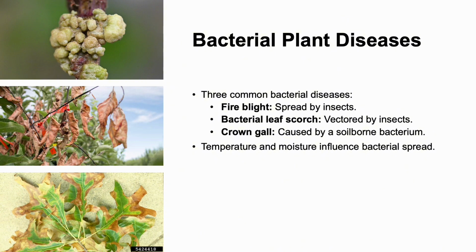Bacterial diseases present unique challenges for tree management. Common examples include fire blight, which is spread by insects, bacterial leaf scorch, vectored by insects as well, and crown gall caused by a soil-borne bacterium. Temperature and moisture conditions significantly influence bacterial spread, making cultural practices and environmental management important.